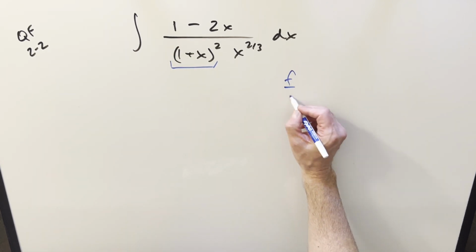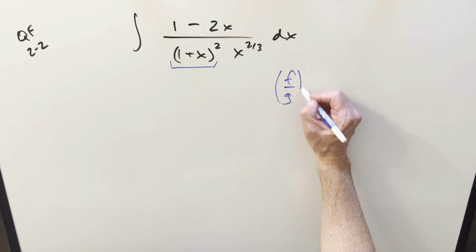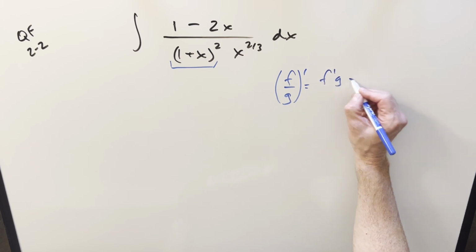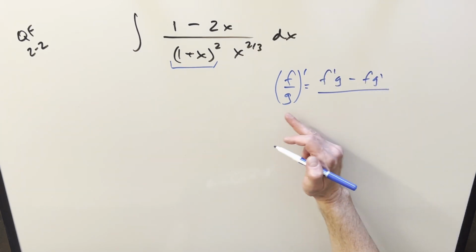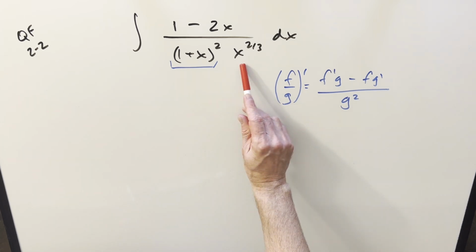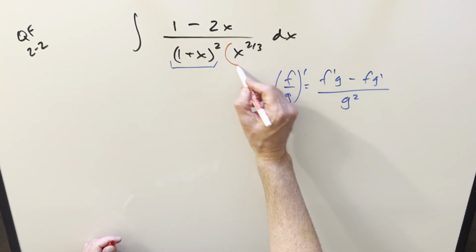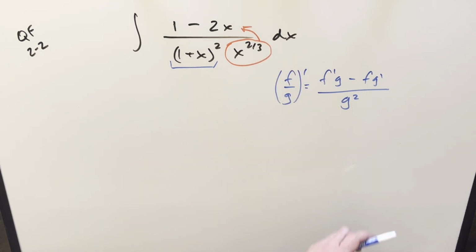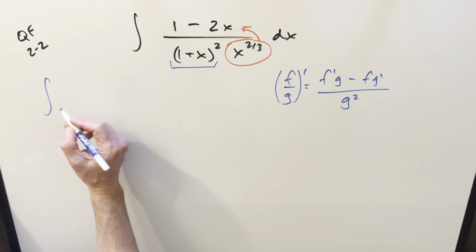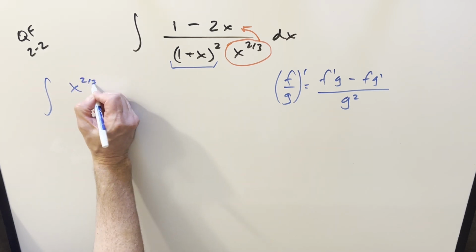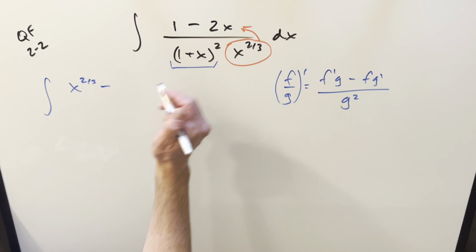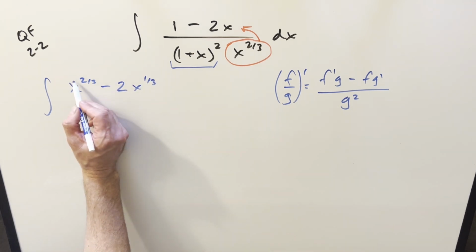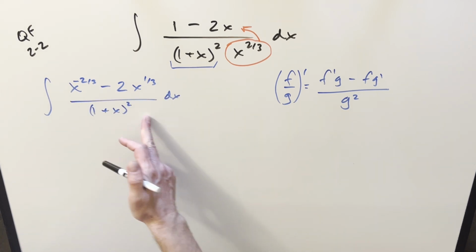Our formula for the quotient rule, if we have something like f over g, is that the derivative is f prime g minus f g prime over g squared. Really the only difference between what we have here and the formula is this x to the 2/3. Why don't I just multiply that into the numerator to get it to look more like this? When I rewrite the integral, it becomes x to the 2/3 minus 2x to the 1/3. And sorry, this should be minus 2/3 over here. Doing it that way, we're all lined up.